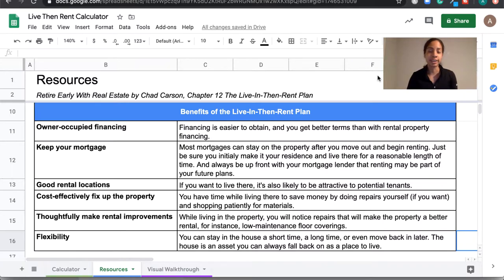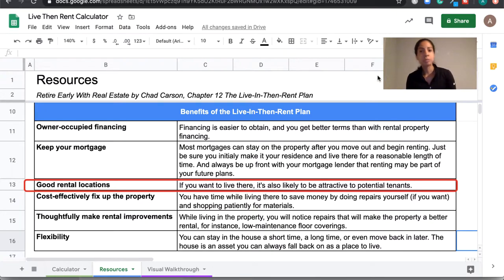Alright, so I'm going to quickly brief through the benefits of this live then rent strategy, and then we can go straight into the calculator. So first is the owner occupied financing. As I said previously, you get to put a lot less money down. Second is that you get to keep your mortgage, which means you usually get to keep a lower interest rate. The next is that you can actually have good rental locations, because sometimes when you're investing in a property, you may look for that really high cash flow, that high income to expenses, but they're usually not in good areas. Whereas here, you know more so about where you want to live. People have similar tastes to you, and likely this will be in a good area that will have good renters.